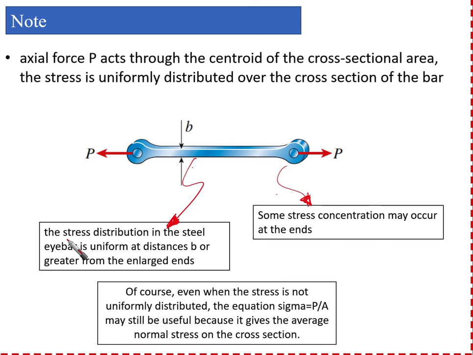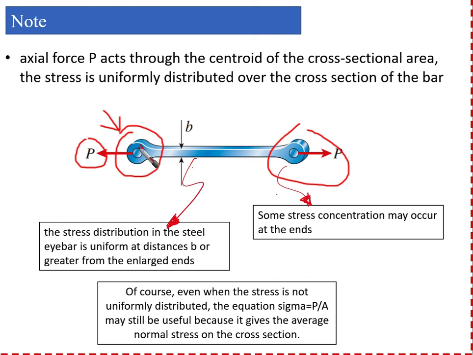Note, a little note here, that axial force P acts through the centroid of the cross-sectional area. The stress is uniformly distributed over the cross-section of the bar. What is the meaning of this? Actually, in reality, you are going to find that the force is being transmitted to the main body of the member through something like this, the bar end. It is a hinge here, like an I bar. This is what we call an I bar. So this I bar is the means through which the force is transmitted to the main bar body.